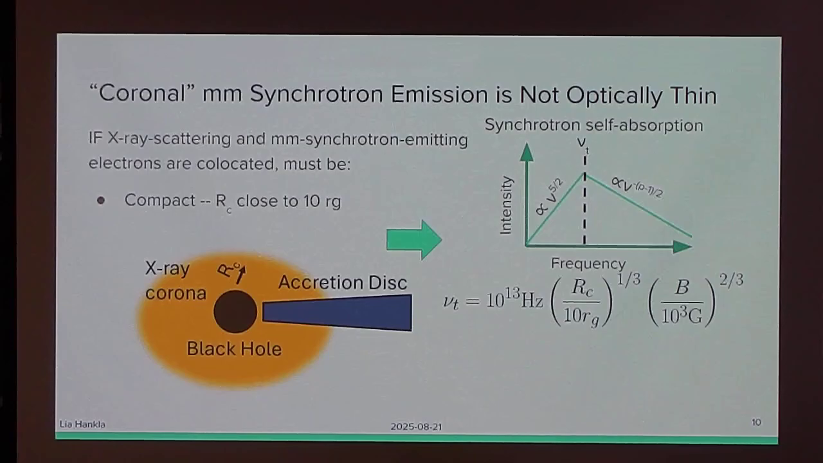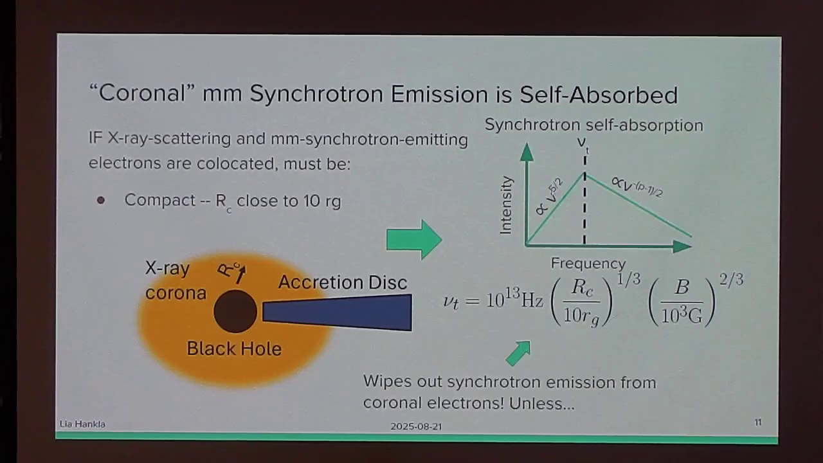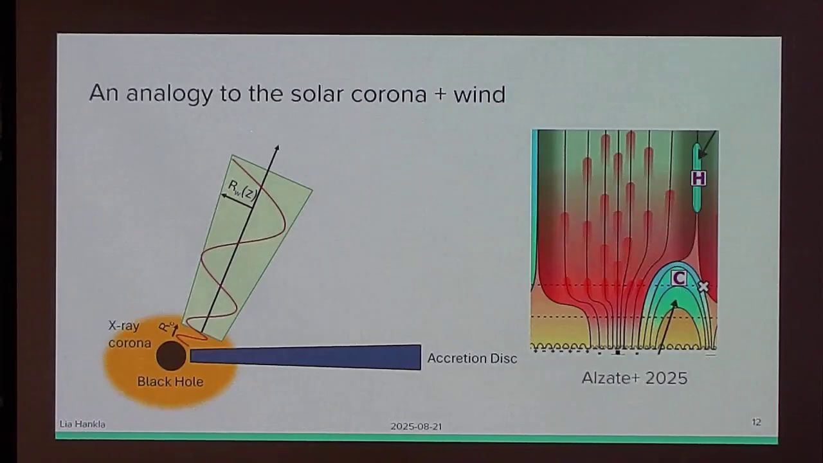In fact, if you take something like those magnetic fields I put in before and you calculate where you start to self-absorb the photons, it's somewhere around 10 to the 13 hertz, whereas that millimeter emission is at 10 to the 11 hertz. So you would be two orders of magnitude below this turnover frequency, and the slope of the spectrum drops off so quickly that you would totally wipe out any emission that you could potentially see from these coronal electrons. Unless you make an analogy to the solar corona and add in a solar wind component.